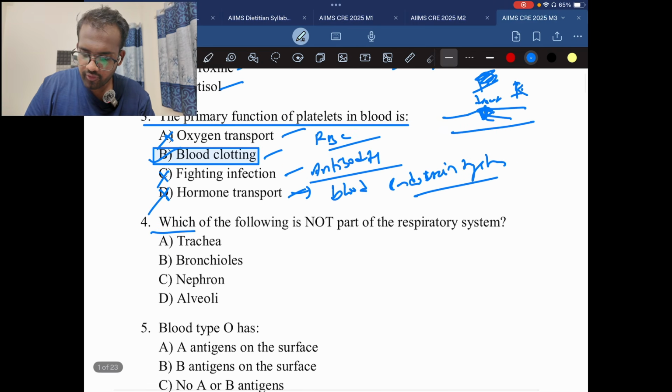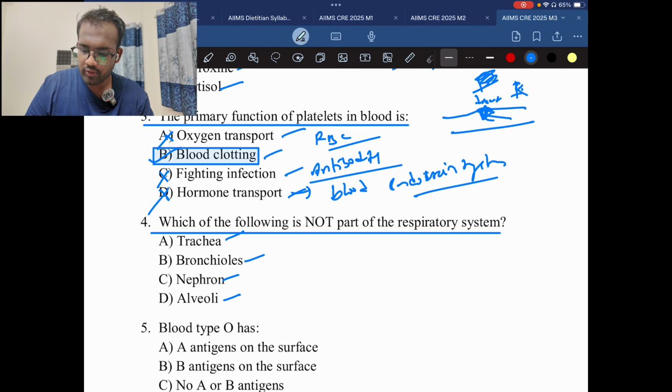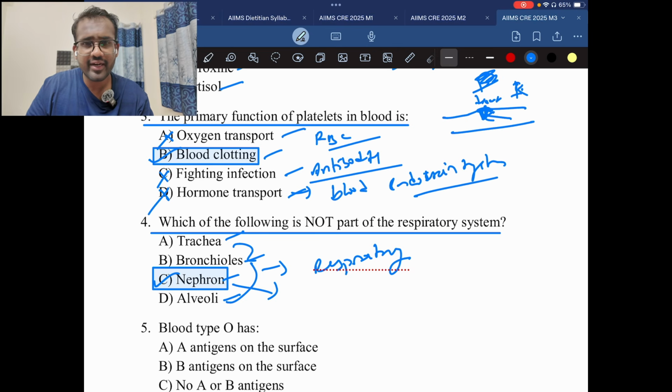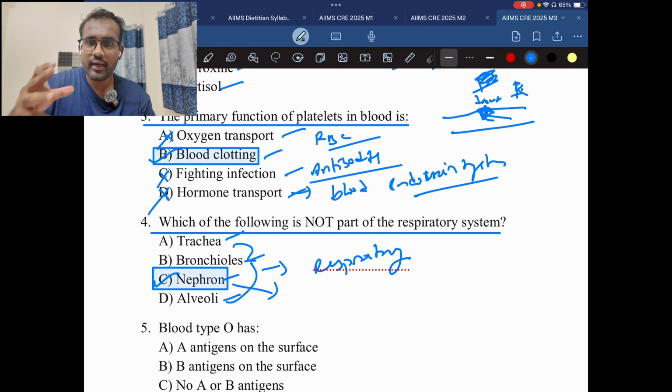Question number 4. Which of the following is not part of the respiratory system? Trachea, bronchioles, nephron, alveoli. This is also a very basic question. Trachea, bronchioles and alveoli are parts of the respiratory system. Then there is only one remaining, nephron. Nephron is not part of the respiratory system. Regarding the details of the nephron, I have explained it in detail in my past videos of my marathon series. If you want to know the details about the nephron, just go and watch it there. I have clearly mentioned where 100% of glucose will be absorbed, which part of the nephron is very important to know, and everything. For that you can also refer to the notes which I provide. It will be very easy.